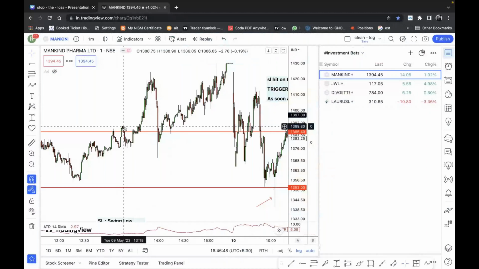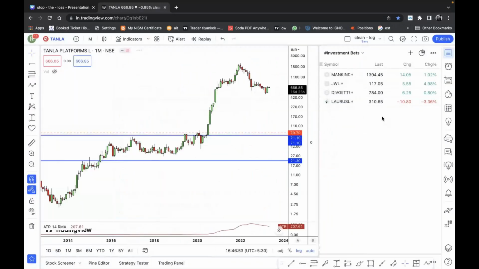Tanla went from 45 to 2000 and it came back to 800. What was the investment stop loss?